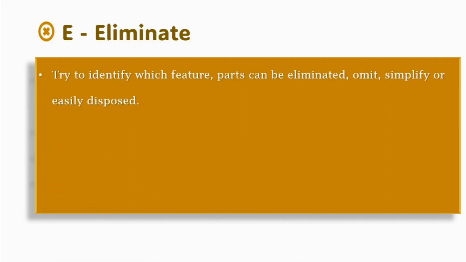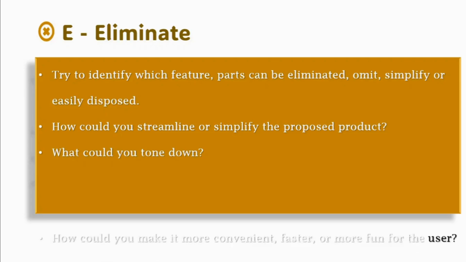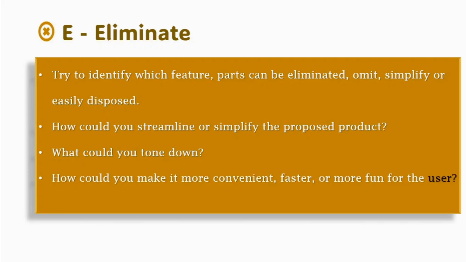So the questions are: try to identify which feature or part you can omit, simplify, or easily dispose of. Next question: how could you streamline or simplify the proposed product? Then what could you tone down? How could you reshape or eliminate the existing feature to make the product better? And the last question: how could you make it more convenient, faster, or more fun for the user? So by eliminating unnecessary features, you can redesign the product once again.